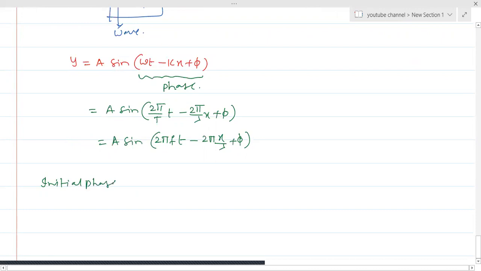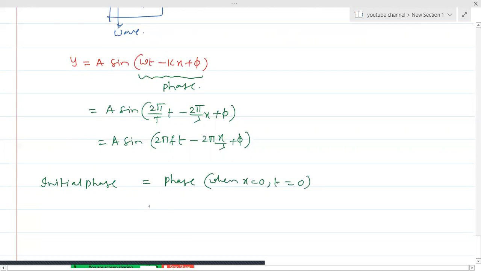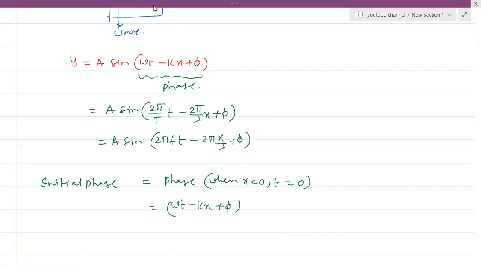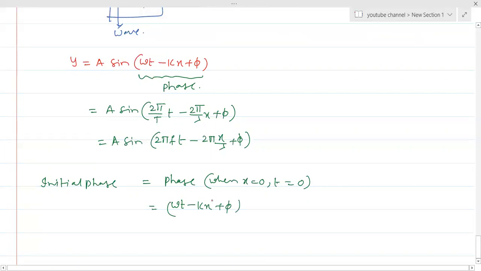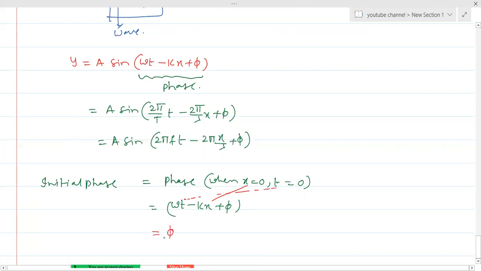Initial phase. So initial phase means this is equivalent to the phase when x is equivalent to 0 and t equivalent to 0. So therefore, we know very well about the phase. So I am substituting there. So that is nothing but omega t minus kx plus phi. But the thing is, you need to substitute the value of x and as well as time. X and time. So we need to substitute both as 0. So automatically we are going to get the initial phase as phi.